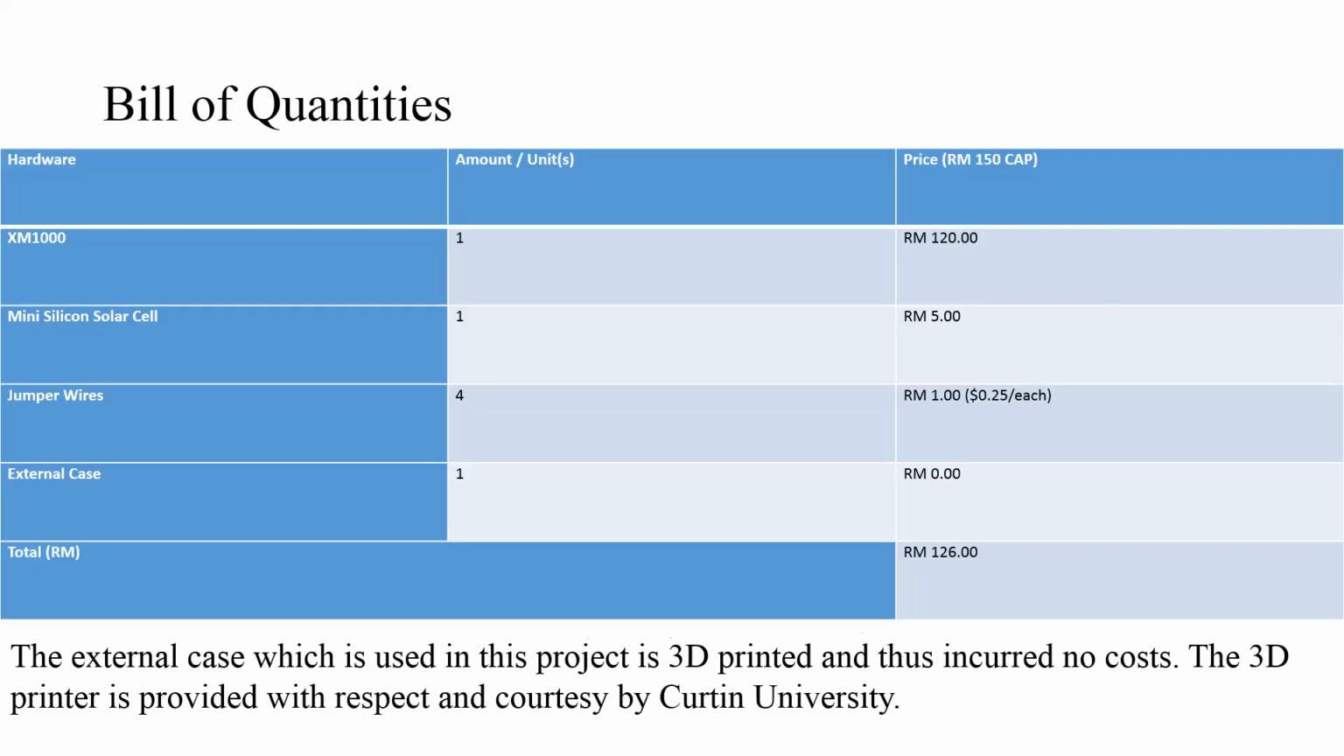View of quantities. The group used XM1000, a mini silicon solar cell, 4 jumper wires, and 1 external case, items costing 126 ringgit in total. The external case which is used in this project is 3D printed and thus incurred no cost. The 3D printer is provided with respect and courtesy by Curtin University.